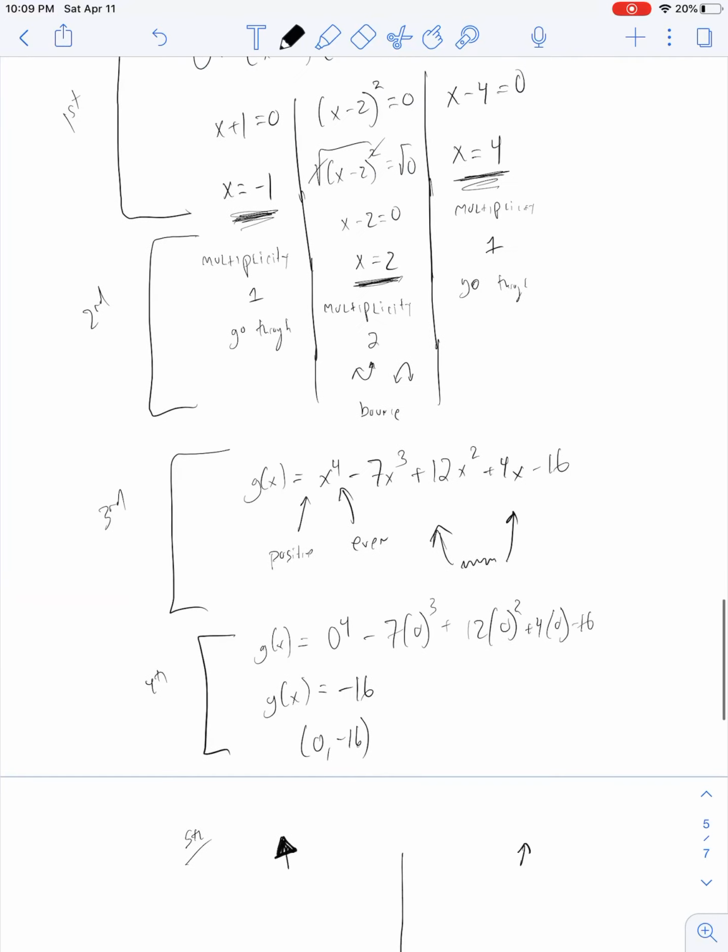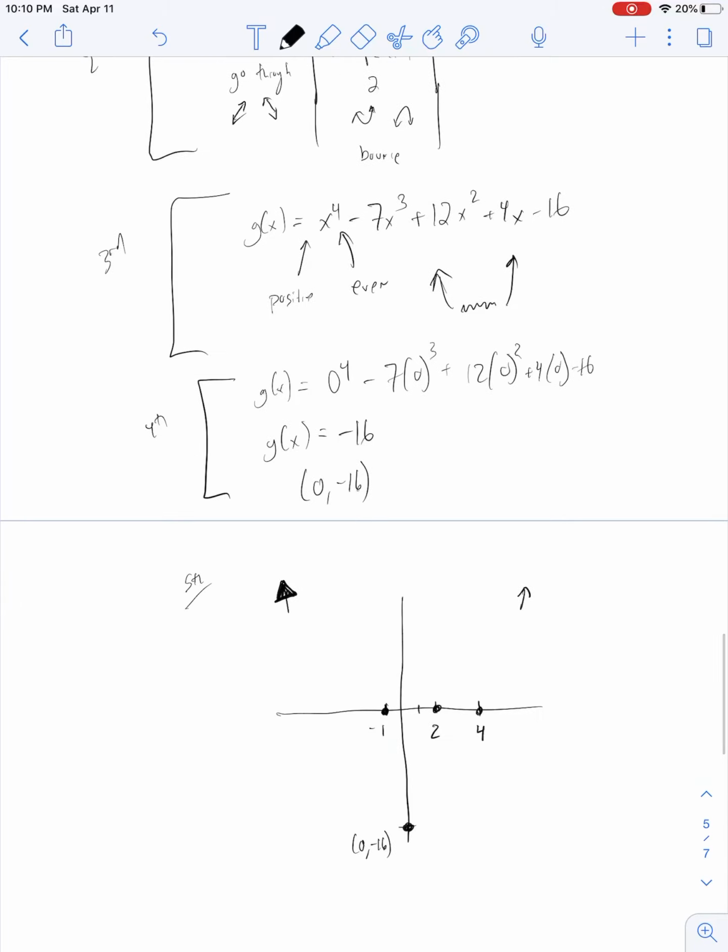Okay, so I'm going to start over here at negative 1. It's got to go through it. And it's going to go through it because the multiplicity is 1, like a line. So like that or like that. All right. So I start here. I'm going to go through, right? So kind of fix this up.